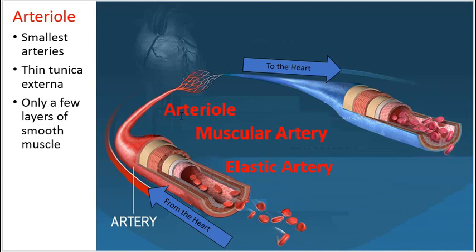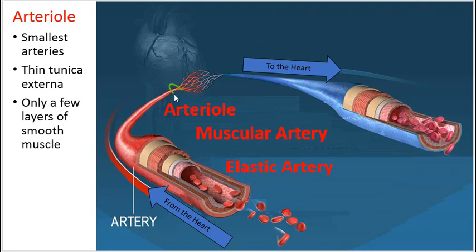The third type of arteries are arterioles. Arterioles are the smallest division of the arteries that transport blood away from the heart. They direct blood into the capillary network that we call the capillary bed. Arterioles have a very thin tunica externa, and they have only a few layers of smooth muscle in the tunica media. They play a regulatory role in blood flow to a specific area, which we're going to look at later on. So that's the third type of artery, which directly connects to the capillaries.